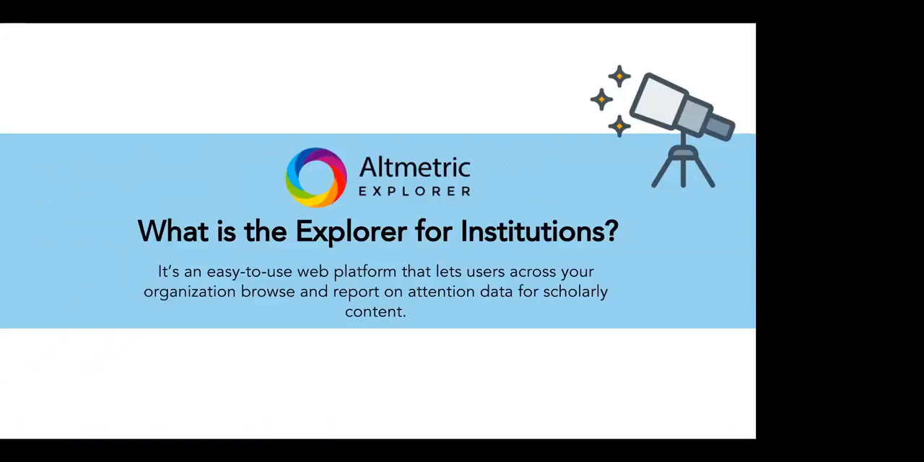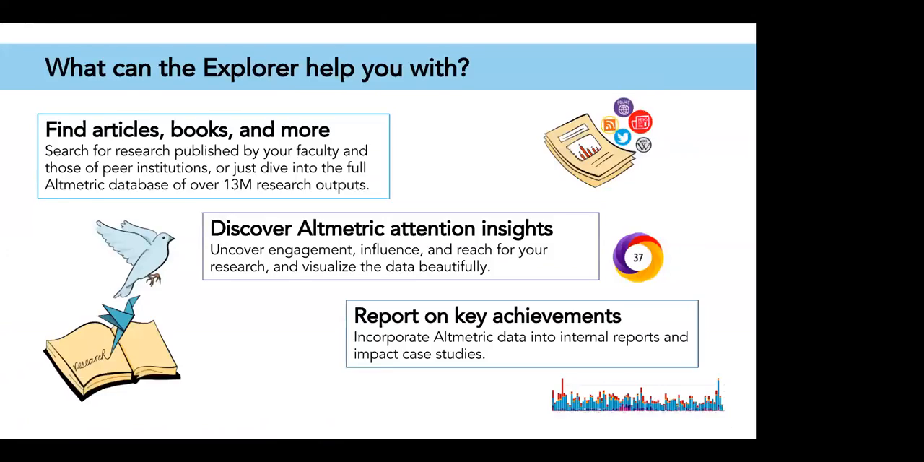So to begin, what is the Explorer for Institutions? Really, it's an easy to use web platform that lets users across your organization browse and report on the attention data for scholarly content. It can help you with lots of things, not least with finding the attention for articles, books, and over 13 million research outputs in total. And those are research outputs from your institution as well as those of peer institutions.